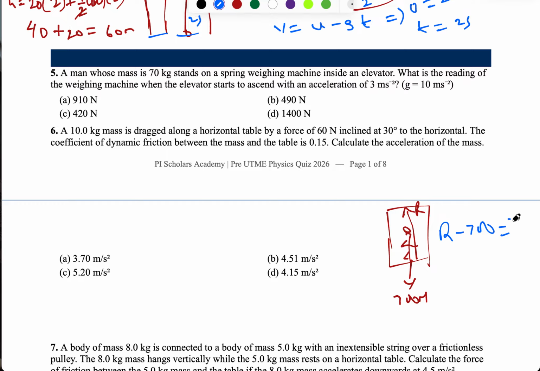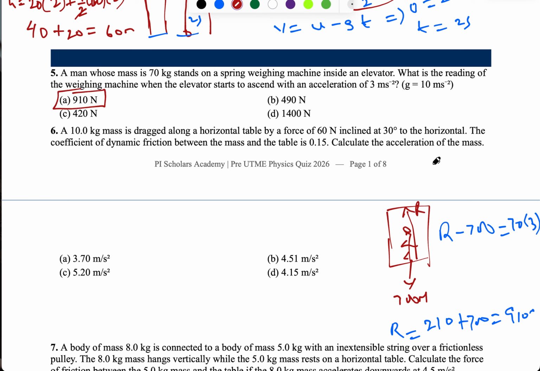So what's the mass of the person? 70. And what's the acceleration? The acceleration is 3. So that implies that we can now solve for R, which is what the scale actually reads. R will be 70 times 3, that's what? 210. When you take negative 700 to the other side, you have plus 700, and that will be 910 newtons. So the scale is going to read 910 newtons.